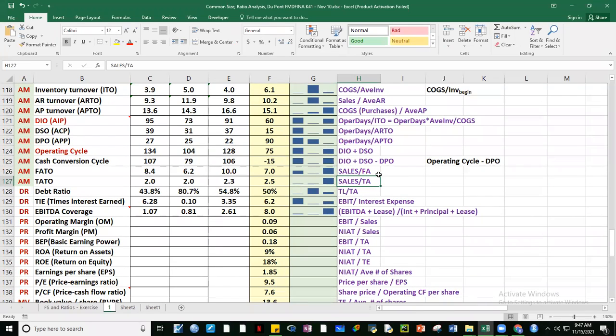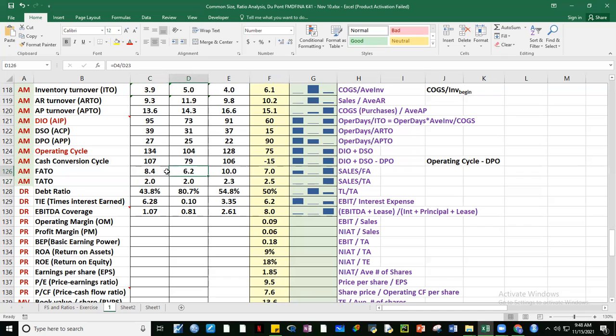Okay, so ano ibig sabihin itong fixed FATO na to? The higher the better, no? Ibig sabihin, you're able to generate sales based on a peso of fixed assets. Okay? So 8.4, ibig sabihin, for every 1 peso of fixed assets, the company is able to generate sales of 8.4 centavos. In fact, guys, tingnan nyo, mas maganda pa nga yung performance niya kaysa direct competitor. Okay, kasi ito 7 lang, okay, tayo 8.4. Pero we fail in comparison, 2.5 kasi yung competitor, tayo 2 lang dito.